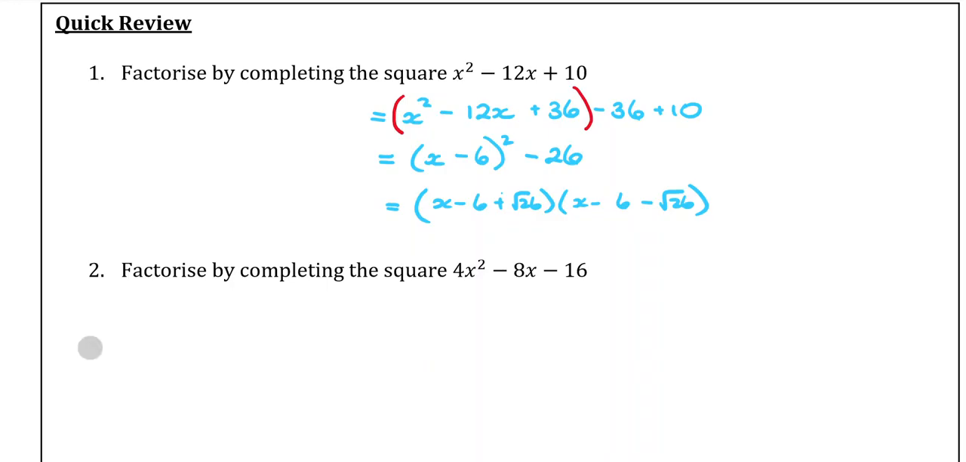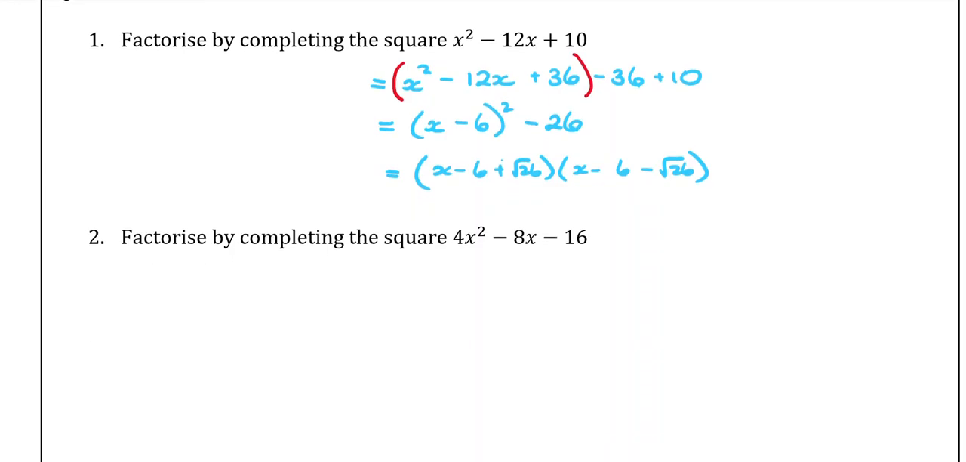Question 2 is a harder version of this because I have a number in front of the x squared. All I need to do is factorize that out. So factorizing the 4, I will get x squared minus 2x minus 4. And then I will complete the square inside that bracket.